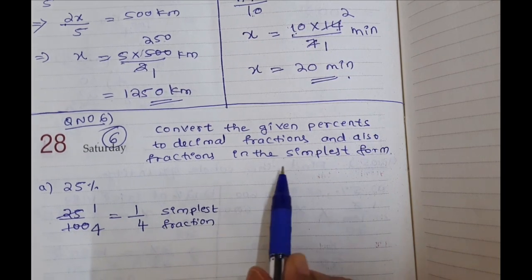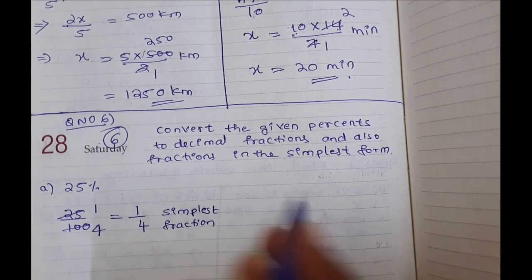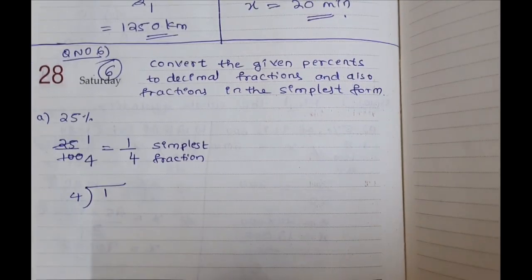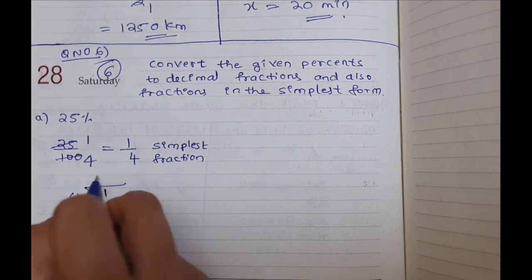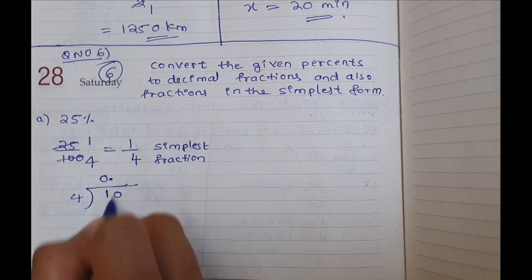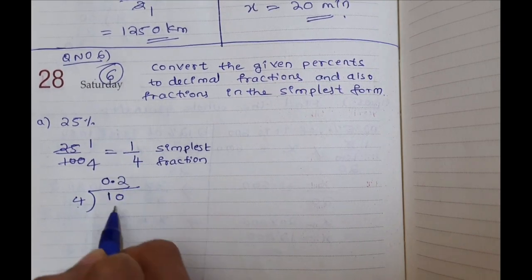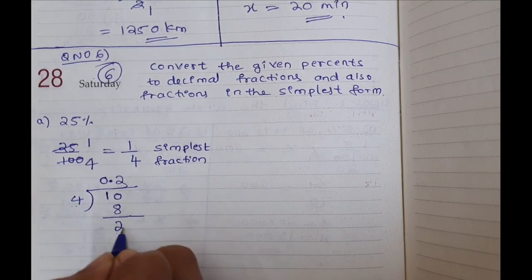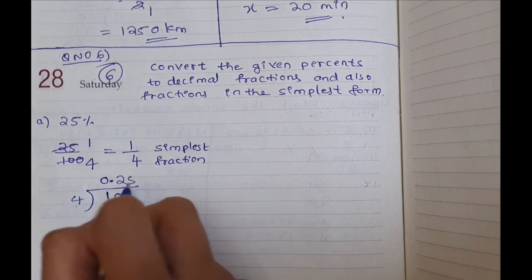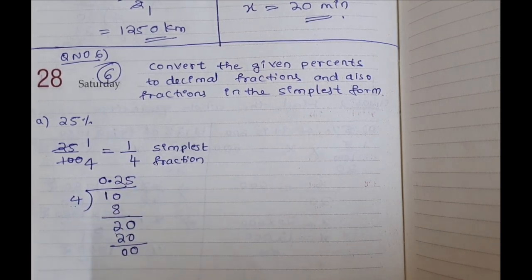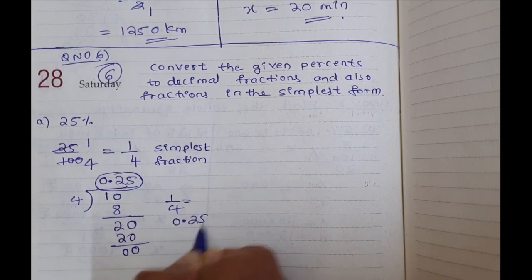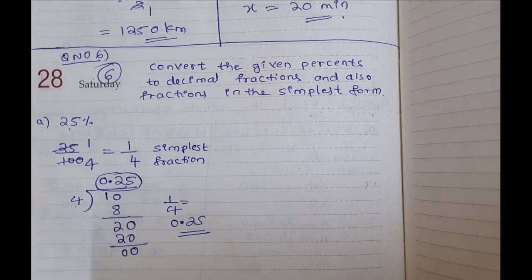But the second task is we have to convert this into the decimal. How to convert this into the decimal? Just divide this. 1 divided by 4. 1 is less than 4, right? So let me put a point here and a 0 here. 4 2s are 8. 10 minus 8 is 2. Again 2 is less than 4. So let me put a 0 here. Now 4 5s are 20. 20 minus 20 is 0. The answer is 0.25. 0.25 is the decimal form of 25%.